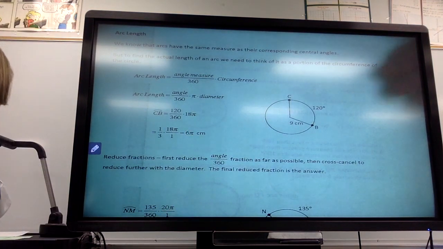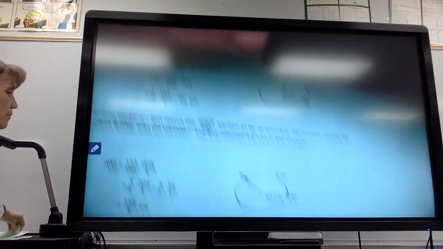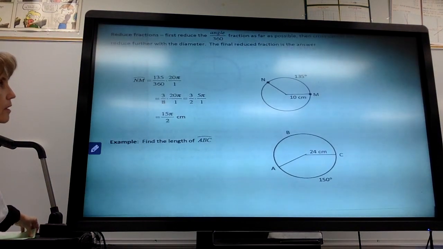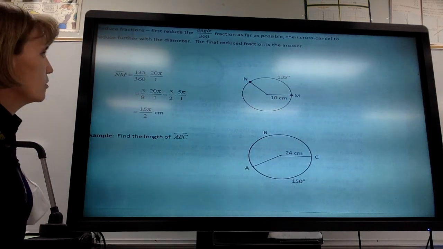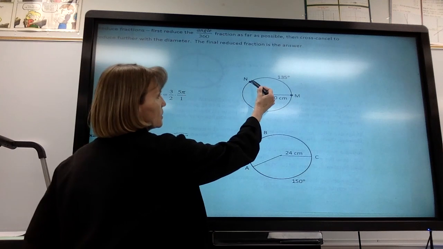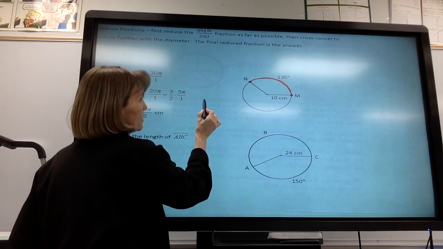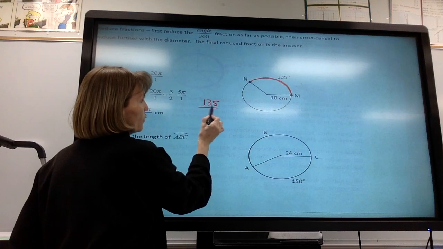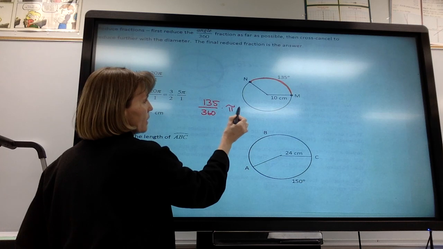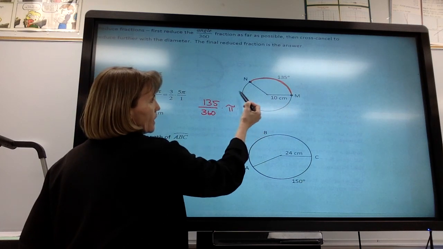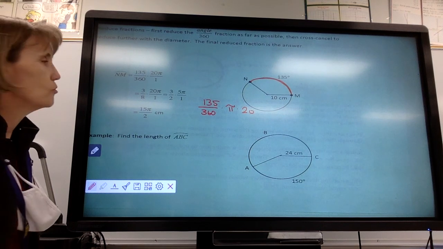Okay, let's try another one. I want the arc length of this bottom example. Got a couple of them here that I can try. So I'm going to use my formula. If I want this distance here from N to M, I'm going to take the degrees, divide it by 360, and then take it times pi times the diameter. If the radius is 10, the diameter is going to be 20.